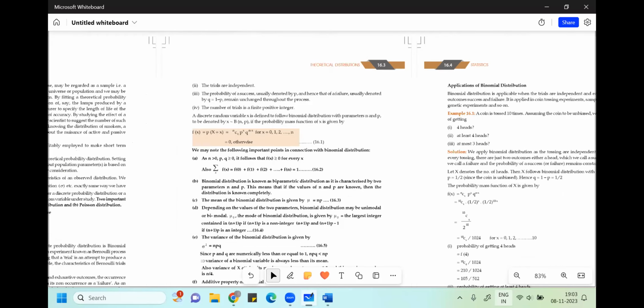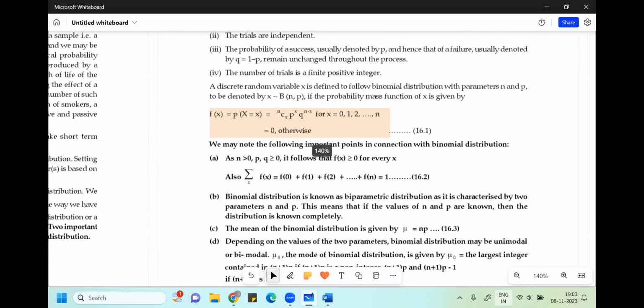So I discussed all this. Binomial distribution is the biparametric distribution. Why do we call it biparametric? Because it has two parameters. One parameter is n, another parameter is p. The mean is n into p.